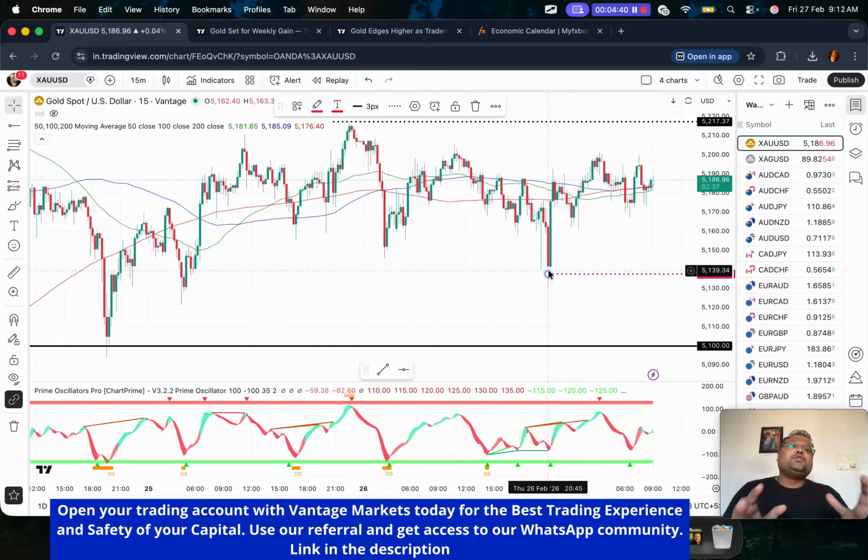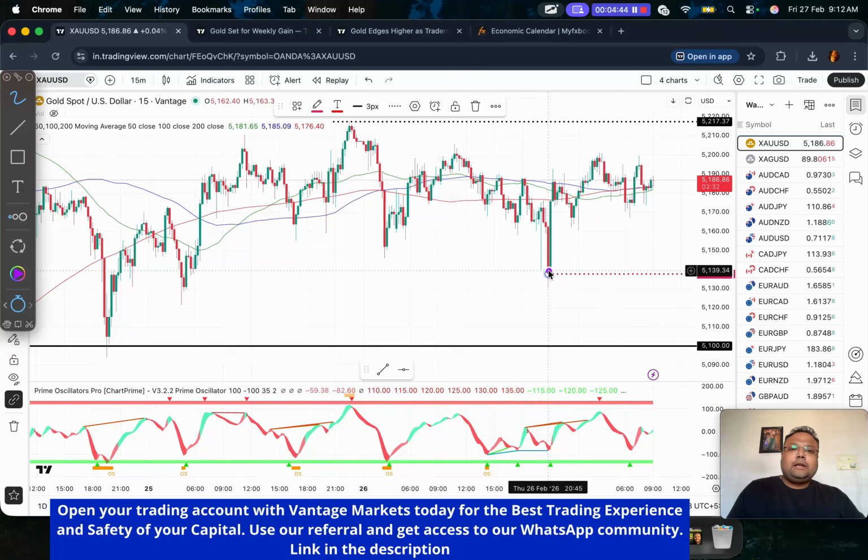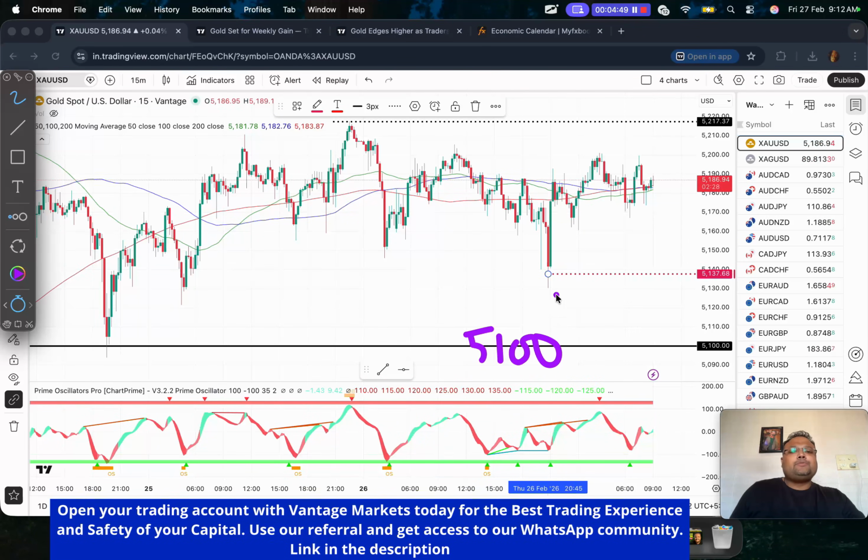See, I just gave you the zone. So when the market is coming down, observe the market. If the market takes support, then only buy. Then 5100 is still very much present in the market. If the market takes support, if you see the market is showing price action from below, you can look for a buy position.